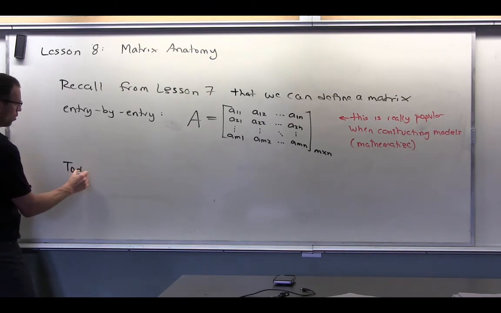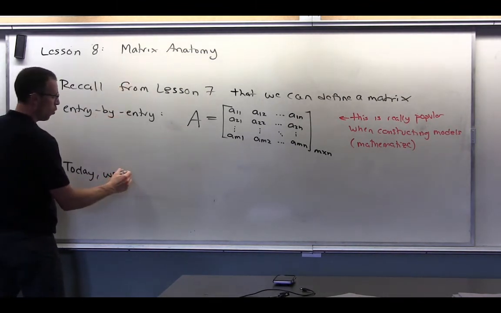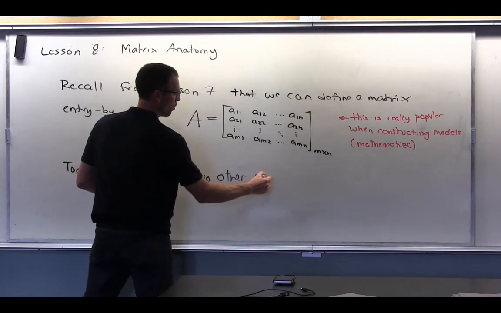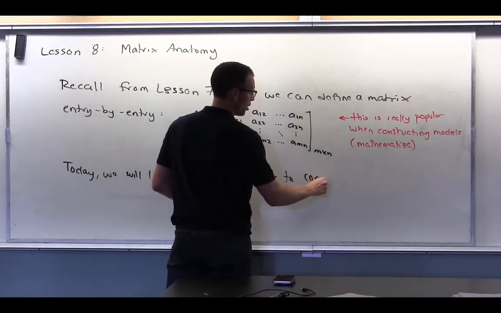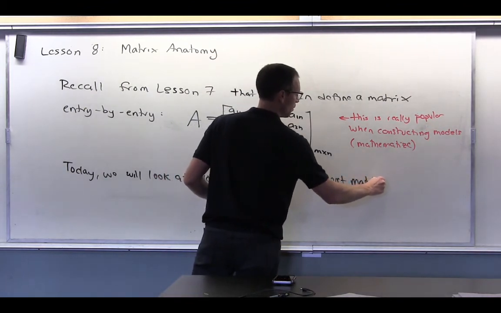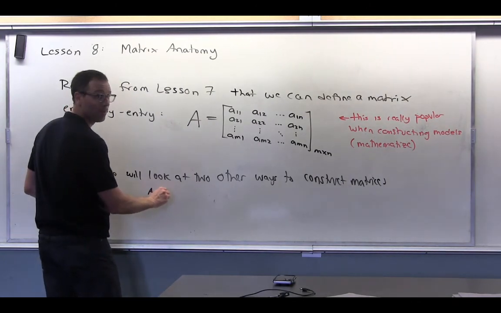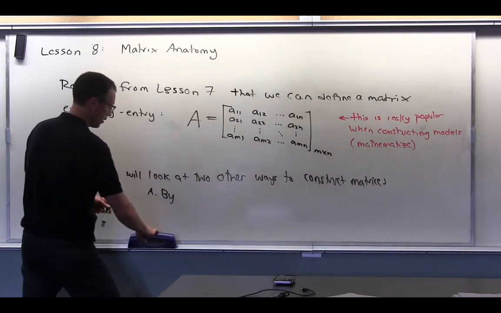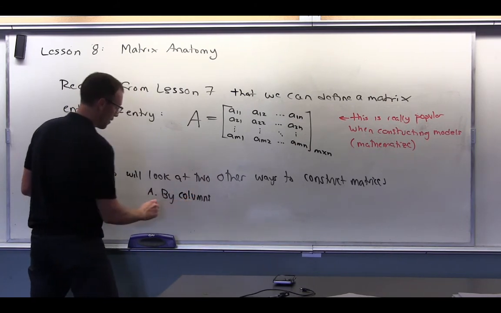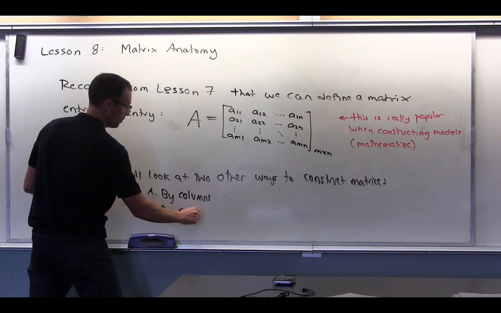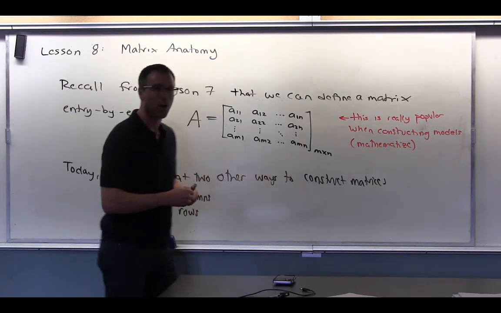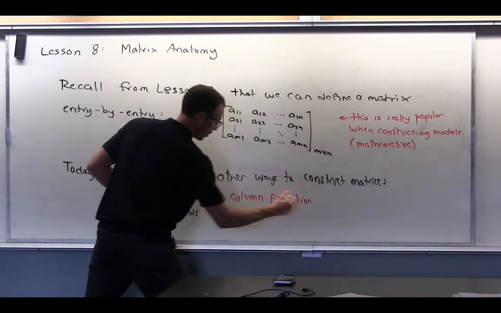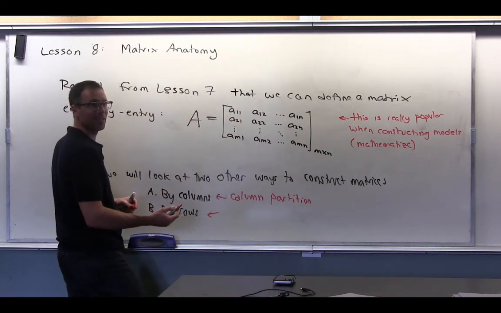Today, in the last part of lesson 8, we will look at 2 other ways to construct matrices. One of them we're going to call, yeah, why don't we do columns first? That's actually much closer to the way that the field works. So by columns, and the other one we're going to call by rows. When we construct matrices by columns, that will be known as the column partition. When we construct matrices by rows, could you guess? You got it.